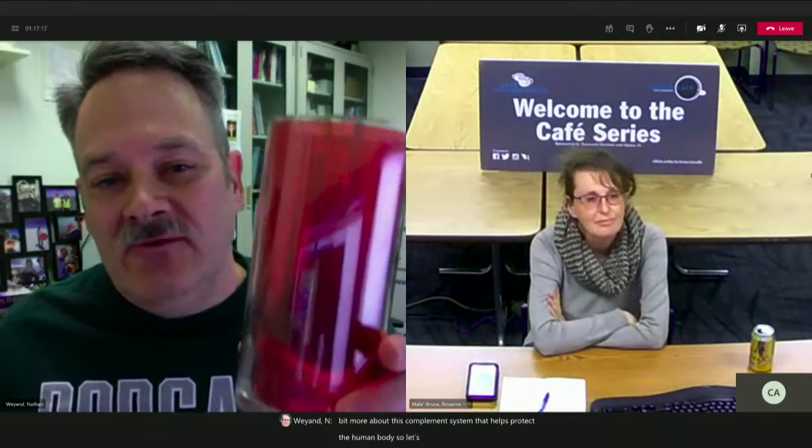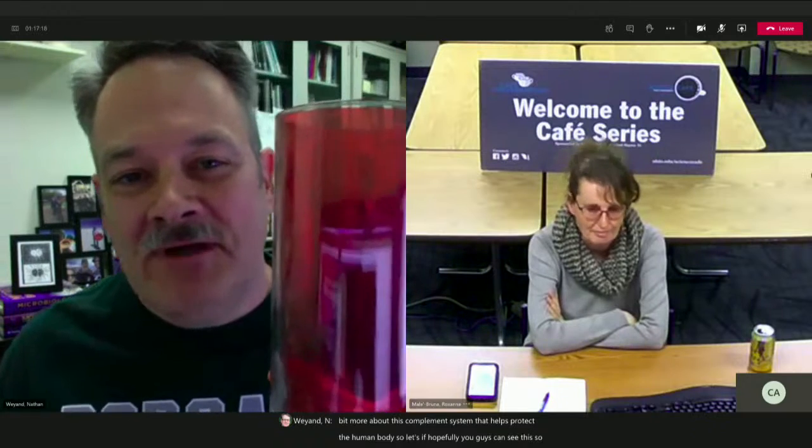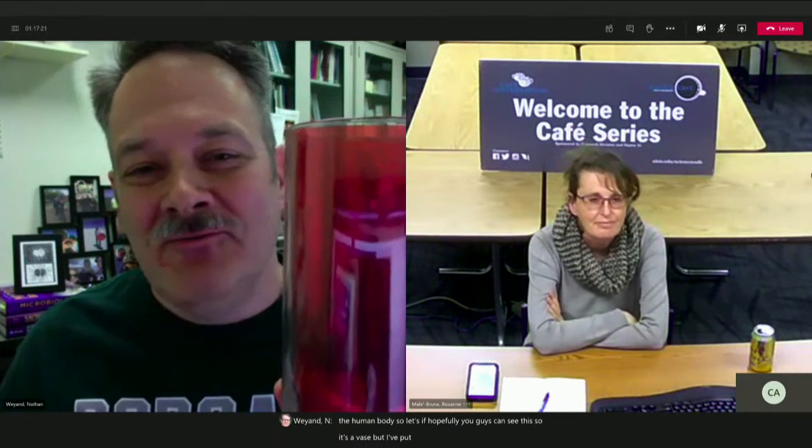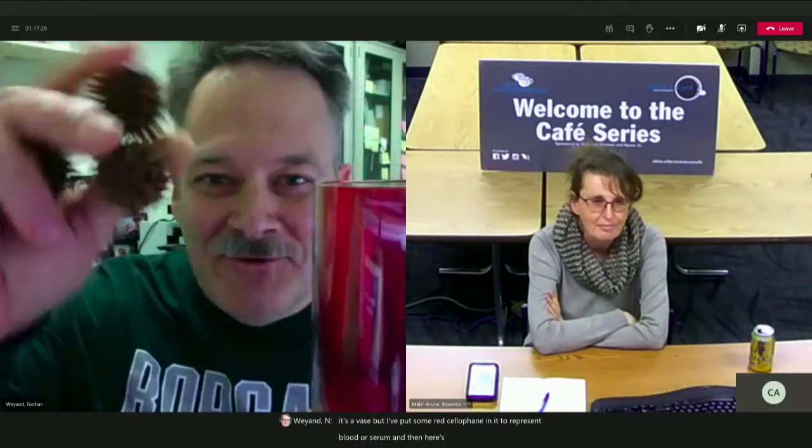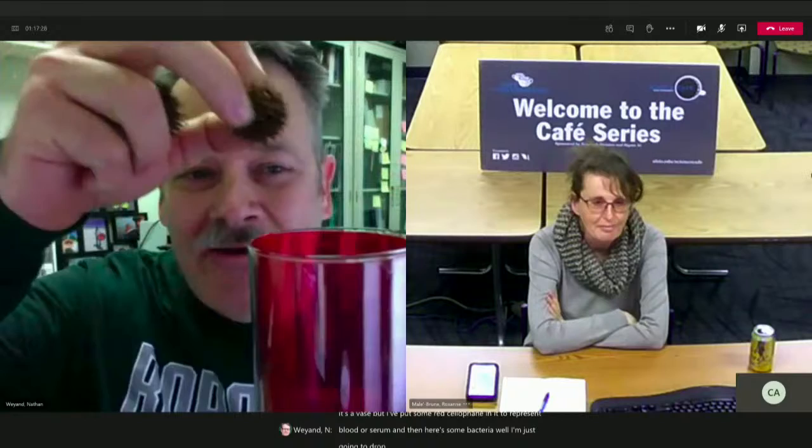So hopefully you guys can see this. It's a vase, but I've put some red cellophane in it to represent blood or serum. And then here's some bacteria. I'm just going to drop those in the blood.